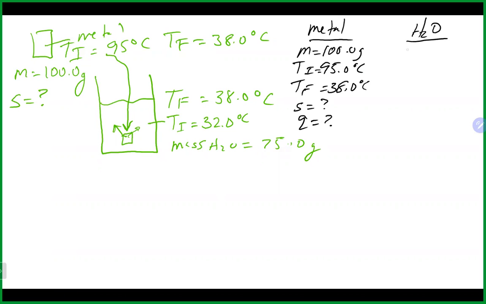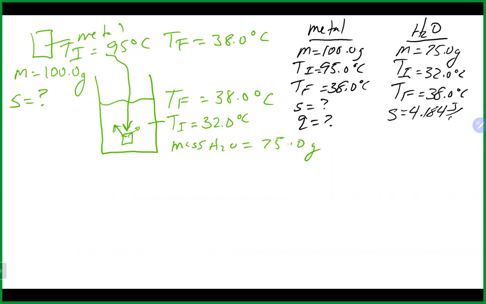For the water, we do know, obviously, the mass of it was 75 grams in this case. We do know that the initial temperature of the water is 32 degrees Celsius. We know the final temperature of the water is 38 degrees Celsius. We do know the specific heat of liquid water. That is our 4.184 number. So we always know that, right? And that means that we have enough information, if we look at the water, to actually calculate the heat that the water is going to absorb as the hot piece of metal goes into it.